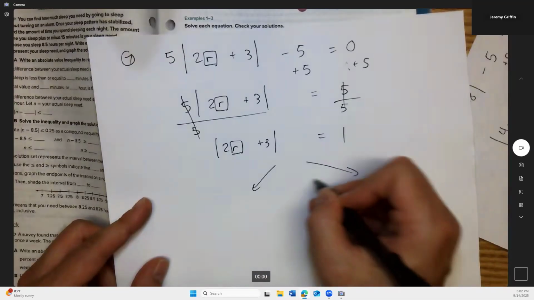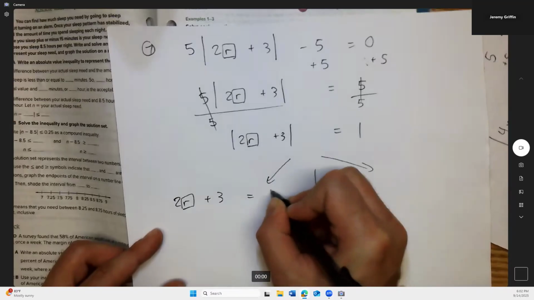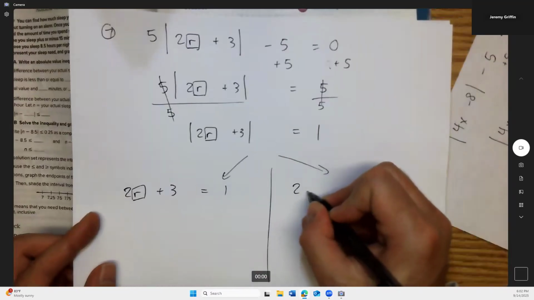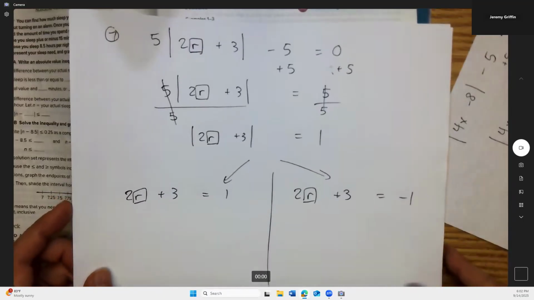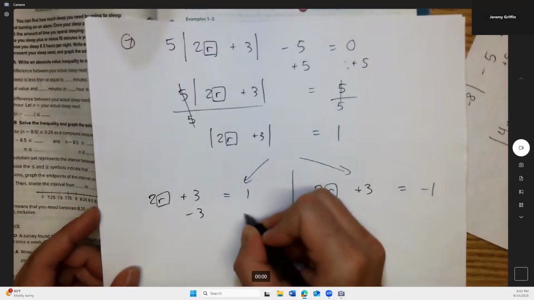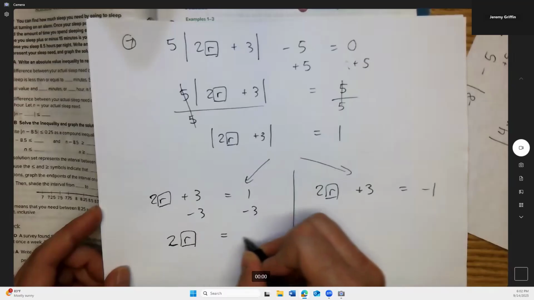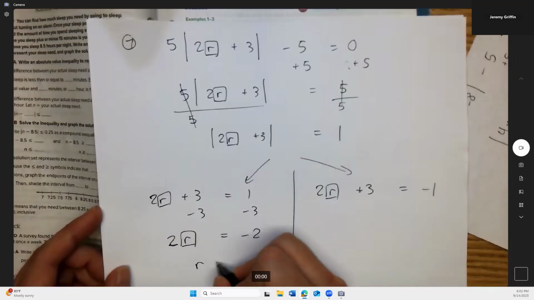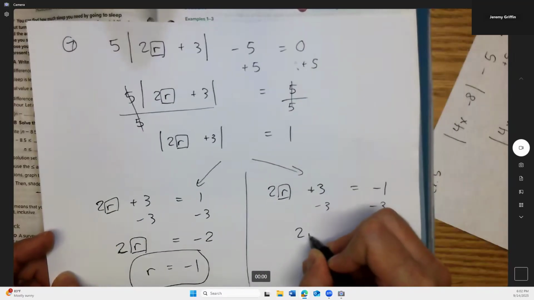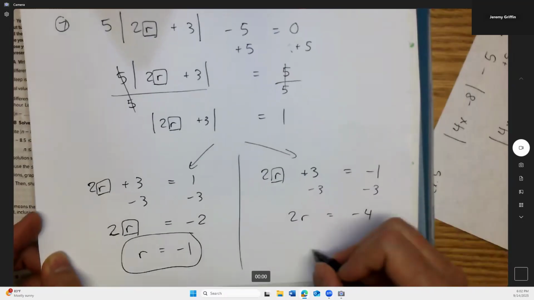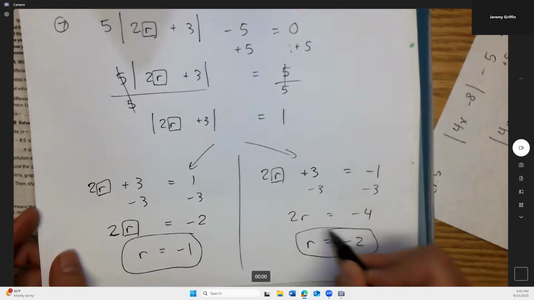Here's where it's going to split. Maybe 2r plus 3 itself is 1, because that could definitely work, absolute value of 1 is 1. But maybe 2r plus 3 is negative 1, and that would also work. So minus 3, 2r is equal to negative 2. Divide both sides by 2. r equals negative 1. Over here, subtract 3 from both sides. 2r is negative 4. Divide both sides by 2. r equals negative 2. Interesting, two negative solutions.